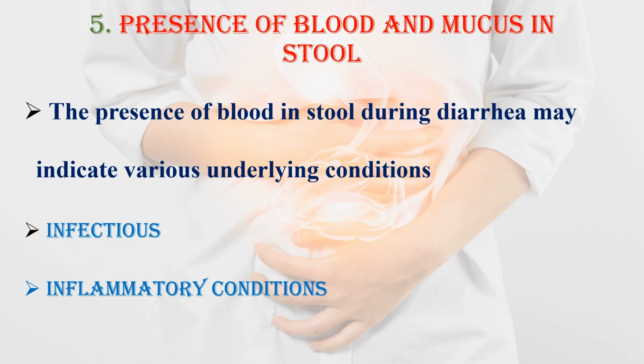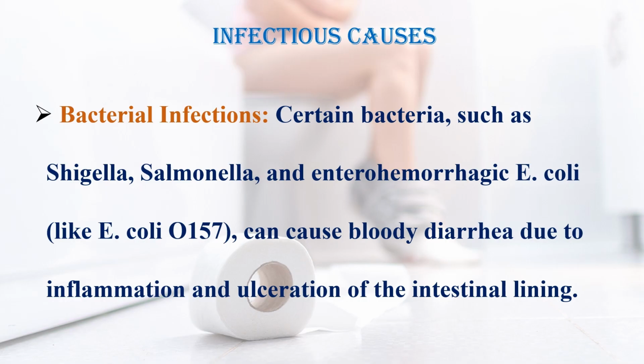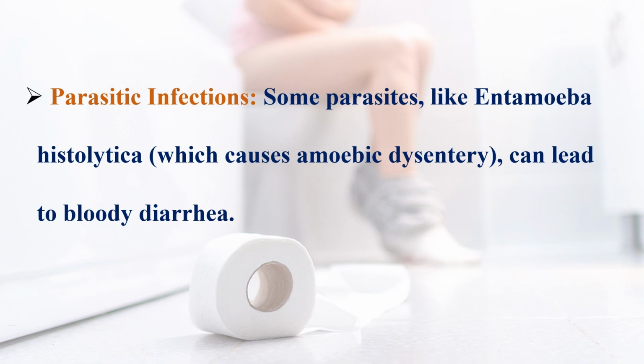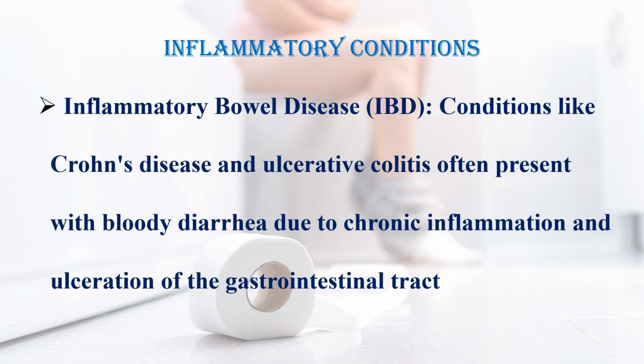The presence of blood in stool during diarrhea may indicate various underlying conditions like infectious and inflammatory conditions. Infectious causes. Bacterial infections. Certain bacteria such as Shigella, Salmonella, and enterohemorrhagic E. coli can cause bloody diarrhea due to the inflammation and ulceration of the intestinal lining. Next one, parasitic infections. Some parasites like Entamoeba histolytica can lead to bloody diarrhea.